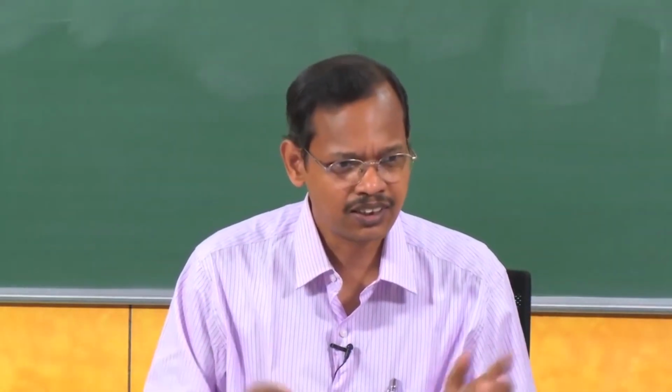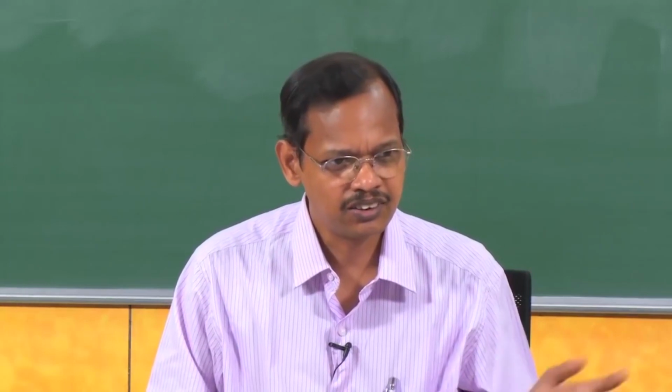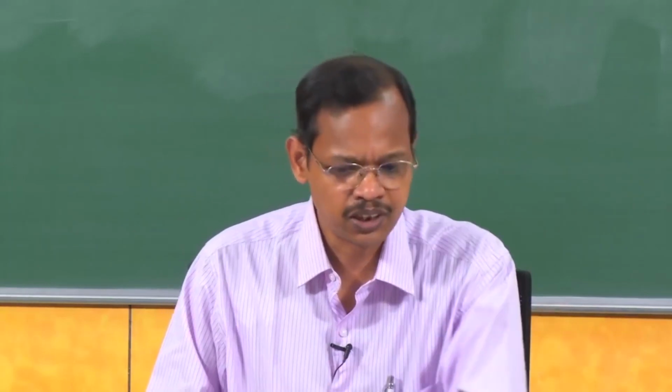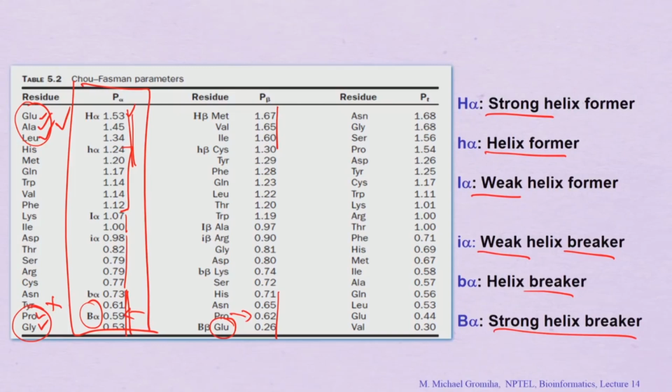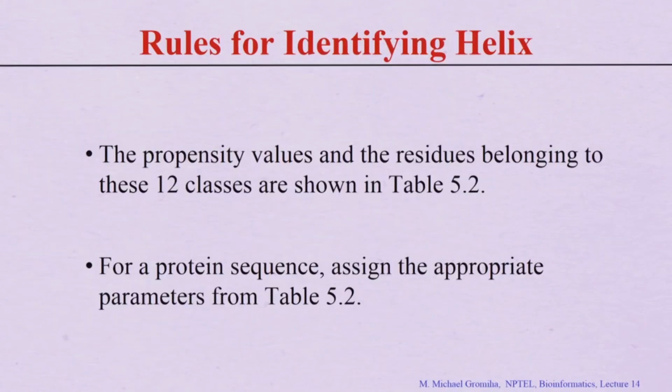So, how do we predict the helical segments or beta strands from the amino acid sequence? First, you see the sequence and assign the propensity values, because if you take this table, there are 12 different groups: for the alpha helix 1, 2, 3, 4, 5, 6, and for the beta also you have 6. So, you can take these preferences and assign the values.